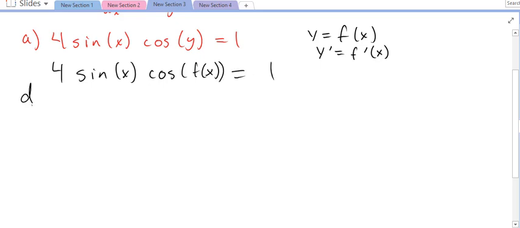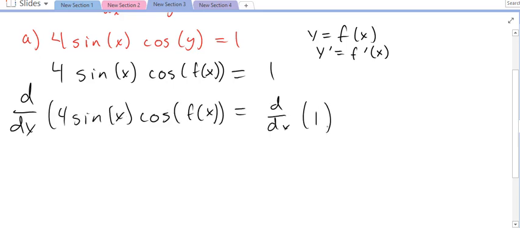Now we're going to take the derivative of both sides of this equation. And on the right, we have something nice and easy. The derivative with respect to x of 1 is just going to be 0 because it's a constant there. And on the left, we're going to have to work a little bit harder. In fact, we have a product rule happening here. So I will think of 4 sine of x as one function and cosine of f of x as another function. So let's leave the first function alone, and we get 4 sine of x.